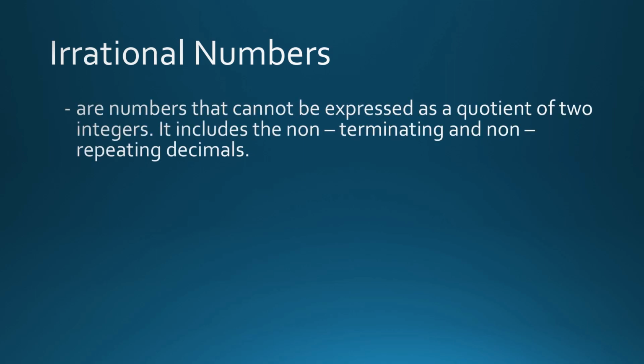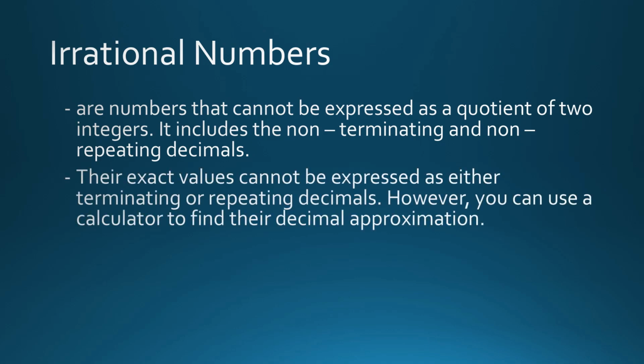Irrational numbers are numbers that cannot be expressed as a quotient of two integers. It includes the non-terminating and non-repeating decimals. The best example for this is the value of pi. Their exact values cannot be expressed as either terminating or repeating decimals. However, you can use a calculator to find their decimal approximation.